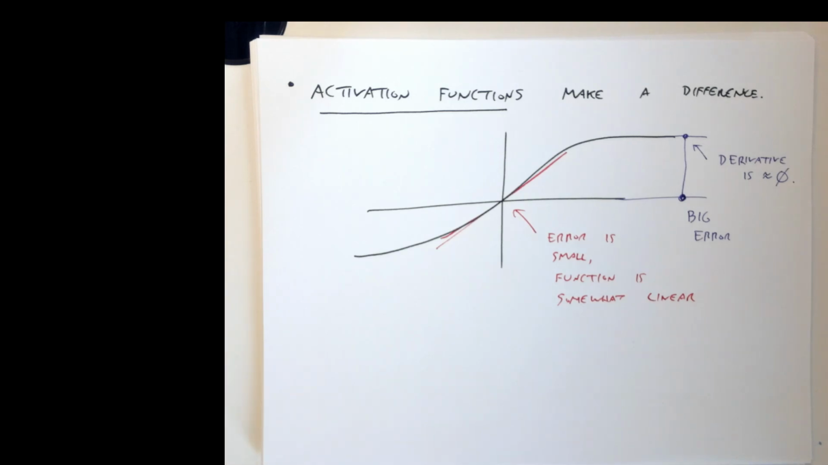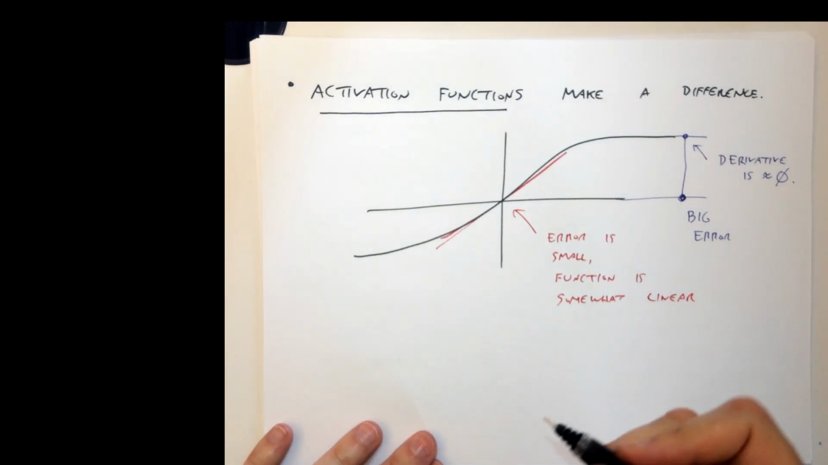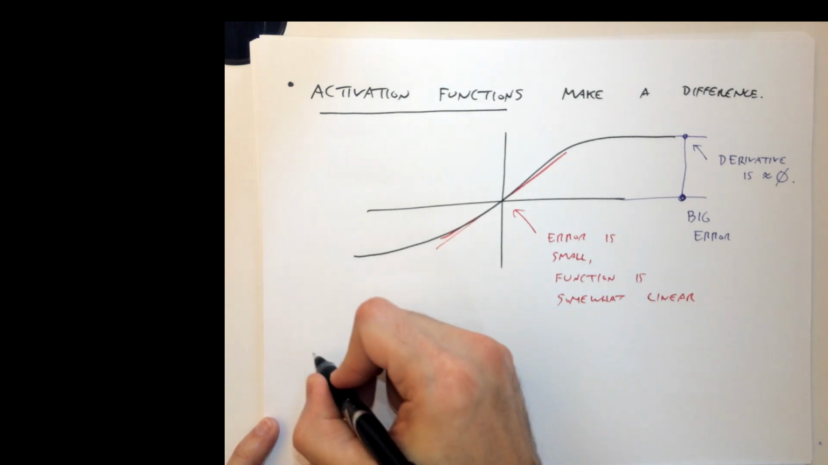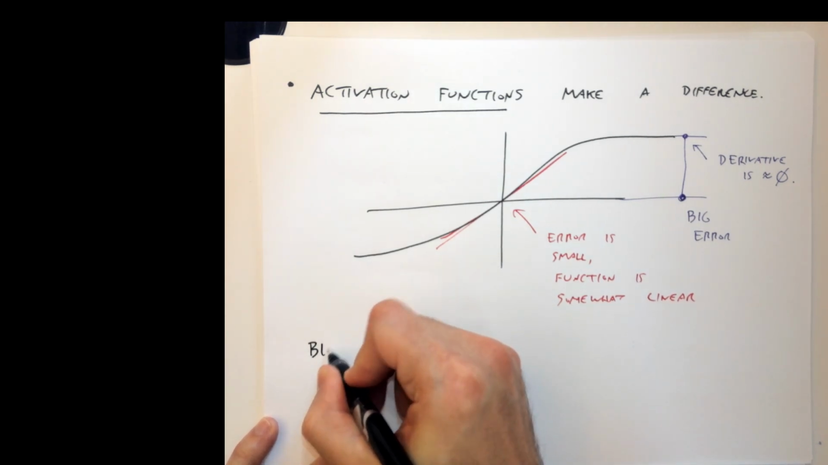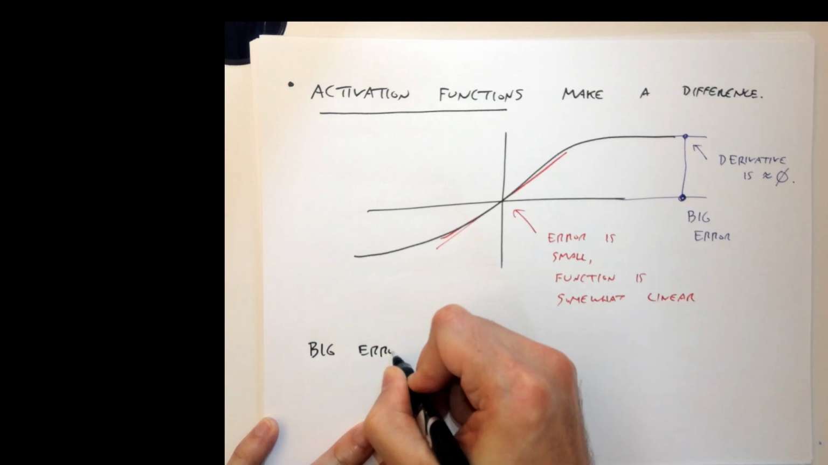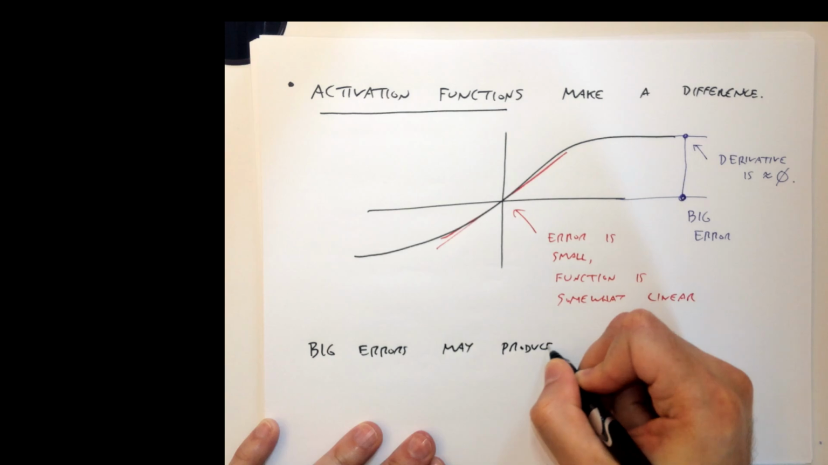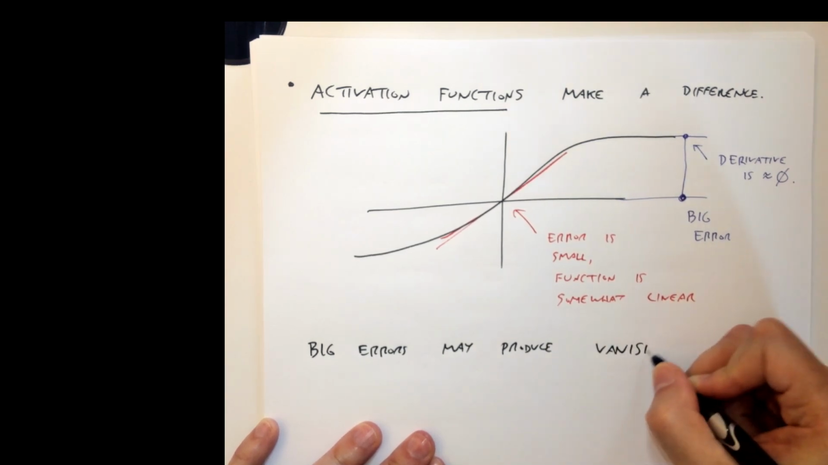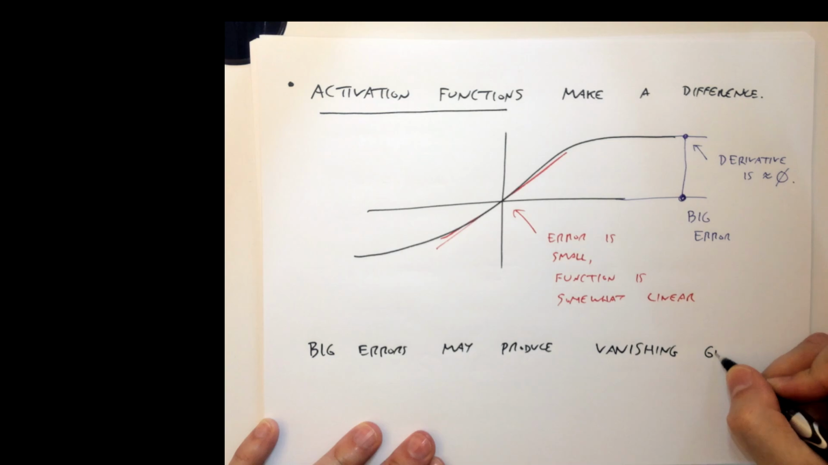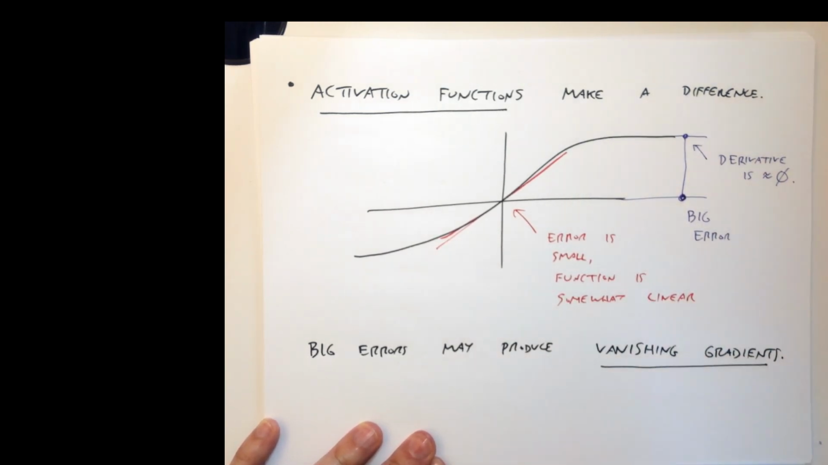This is called the vanishing gradients problem, right? So this is called, big error may produce what are called vanishing gradients. That's the problem over here.